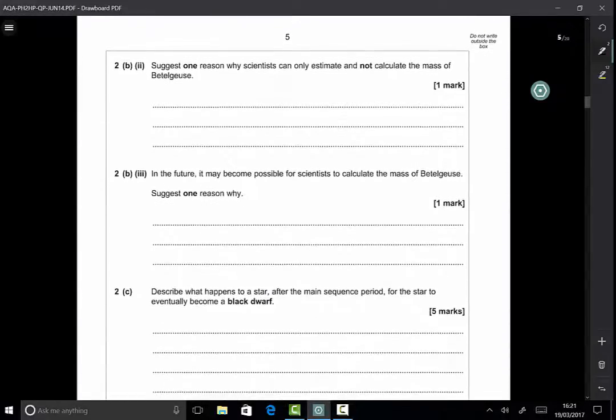Okay, one reason why scientists can only estimate and not calculate the mass of Betelgeuse. They love questions, why, especially with relation to space, why do we not know this thing yet? It's because we don't have the technology. Technology isn't good enough.